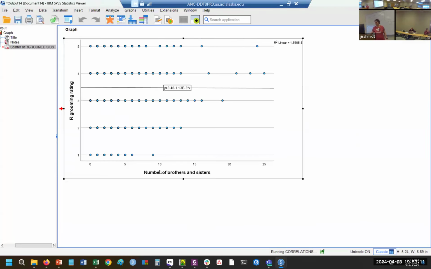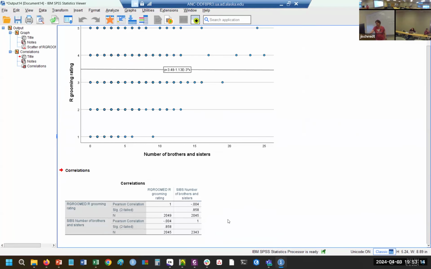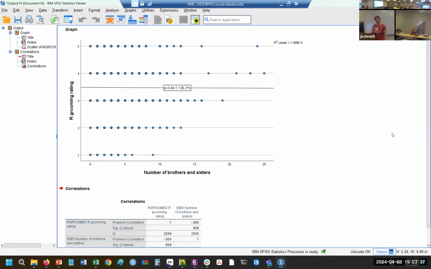Okay, see what it says. Oh boy, 0.004. So, very, very low, which is interesting. Your number of siblings does not influence your grooming ability. Does that make sense? Yeah. Huh. I would have thought that there probably would be a relationship.